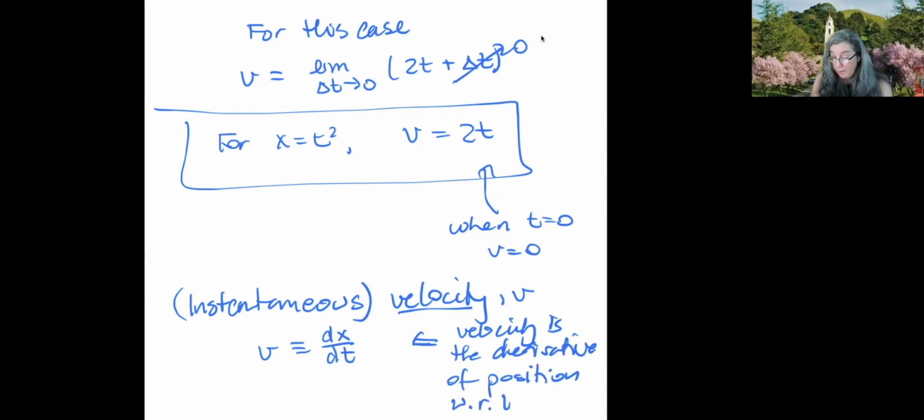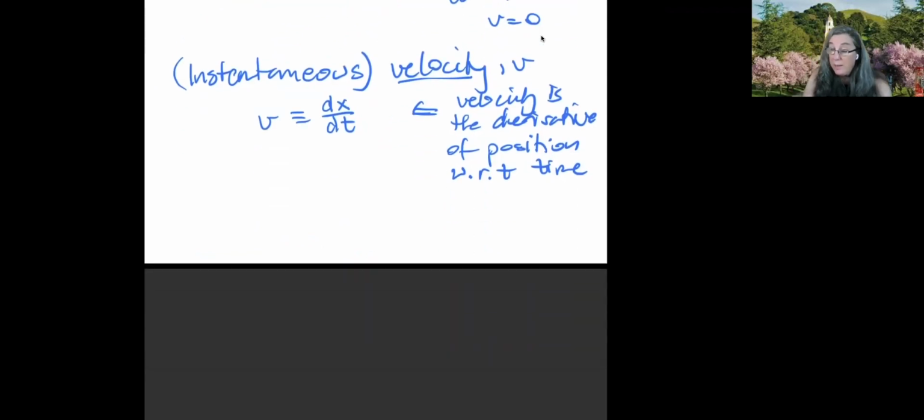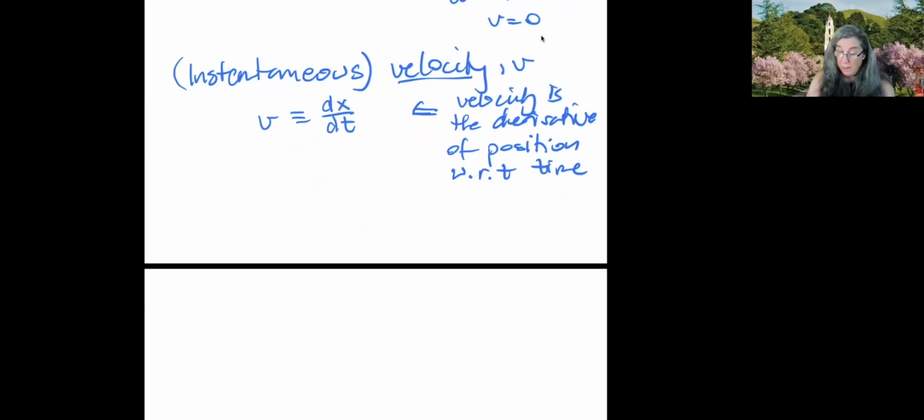With respect to, WRT, short for with respect to. So the velocity is the derivative with respect to time. Algebraically, and if you haven't had this in calculus yet, you will, so I'm kind of jumping the gun here.